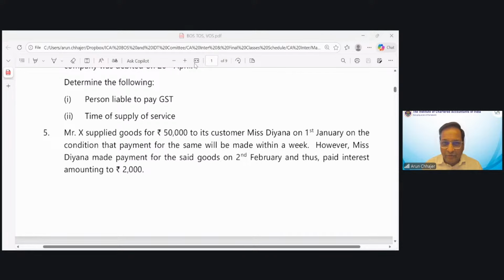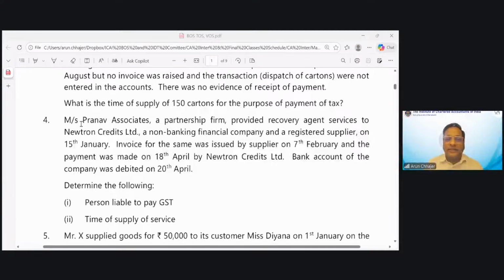Mahalakshmi, you had asked one question, in which the agent is a partnership firm. No, I created the confusion, let me solve it. This was a partnership firm, and I had asked in which category of transaction, if the supplier is an individual, RCM would be applicable, and if the supplier is not an individual, FCM would be applicable.